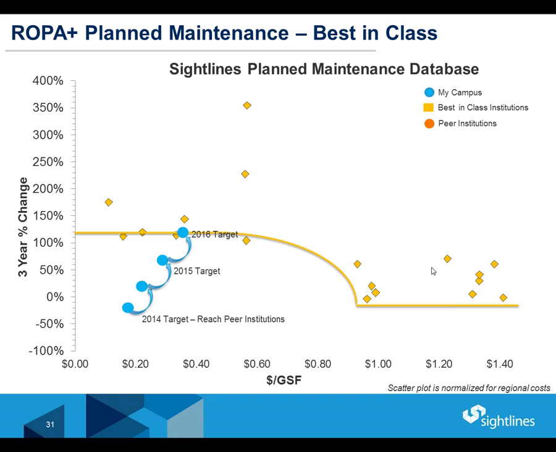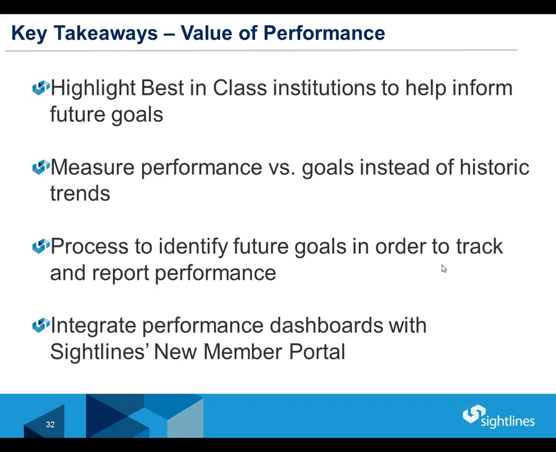Now, they just wanted to reach it for this one particular metric. Typically, you know, an institution, there might be only a few areas where they are the best in a particular thing. And this school made a focus on plant maintenance because they knew the benefit of that proactive approach for their institution. So this was one analysis of many that we did for the particular school when it came to the performance analysis. So the key takeaways and the value of performance: we highlight best-in-class institutions to inform future goals.